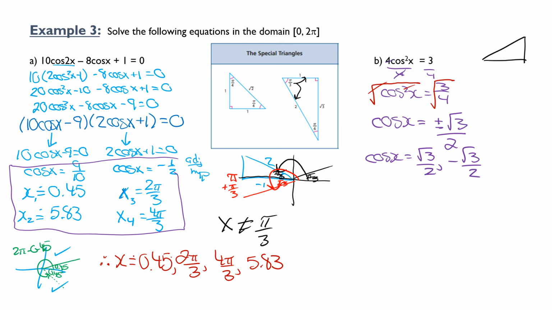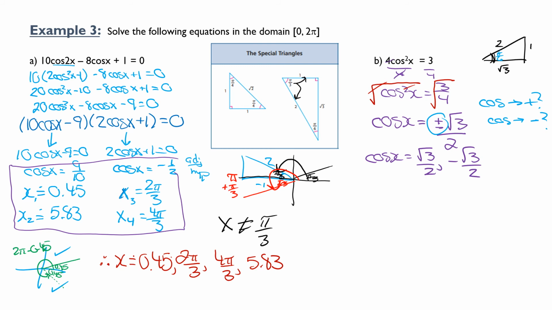I've got an adjacent of root 3, a hypotenuse of 2. That makes this side a 1. So the angle we're looking for is pi over 6. This is a unique case because we've got plus or minus. So where is cos positive? And where is cos negative? Everywhere. That's every quadrant. Every single quadrant we're going to use for this answer.